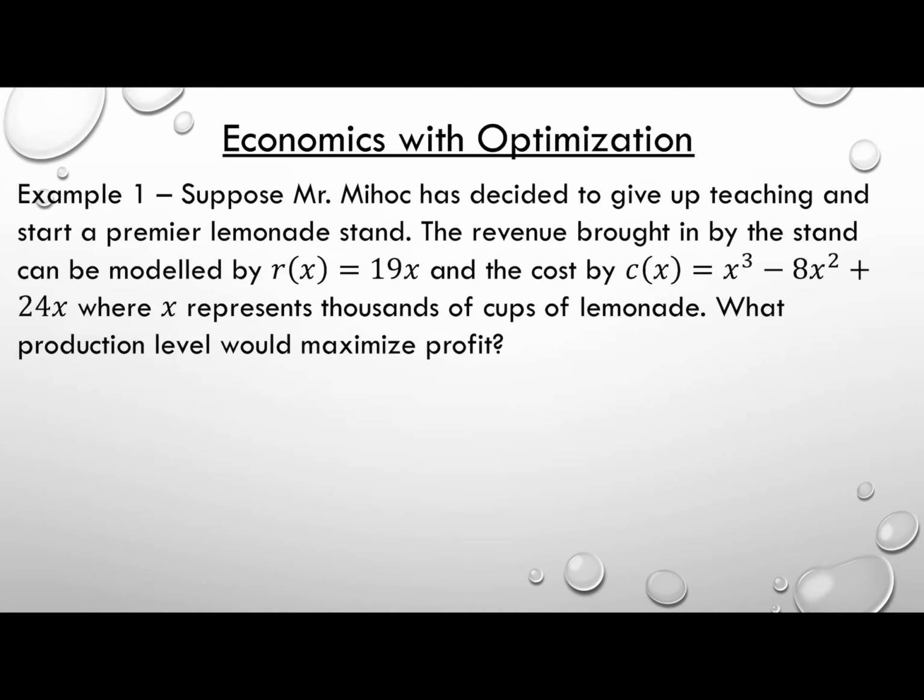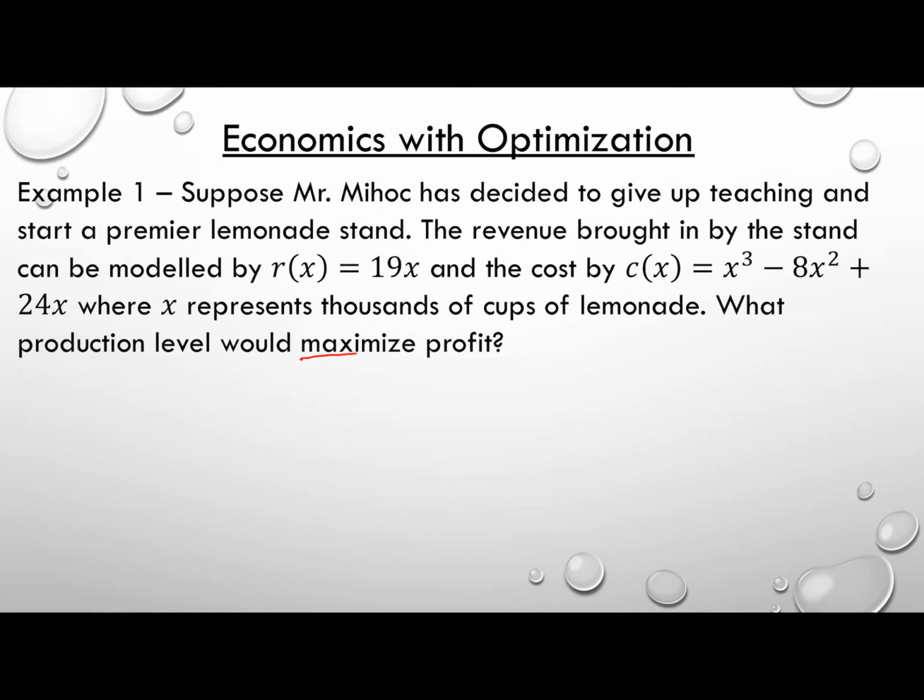So we're trying to determine how many cups of lemonade we need to sell or produce in order to maximize profit. Well, let's find the profit function first. Let's call the profit function P of x. And remember, like I said in the previous slide, profit is just revenue minus cost. So profit is going to be R of x minus C of x.